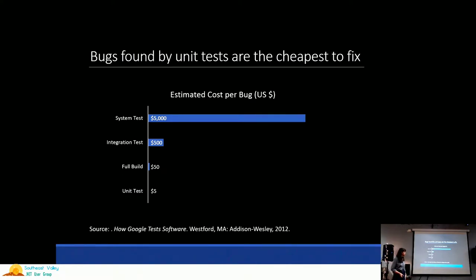And what the fine folks at Google discovered was if you find a bug and fix it at the unit test stage, it's $5 on average. If you wait until the system test stage, it's 1,000 times as expensive in terms of people's time. So hopefully that's all the convincing you need.